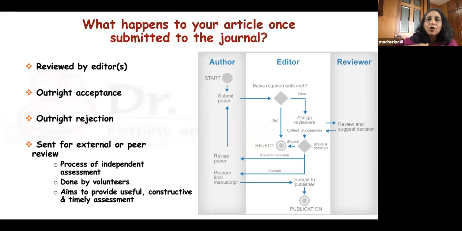So then coming to what happens to the article once you have submitted to the journal. Once you've submitted, the editor is going to see, and if it is out of scope, she is going to outrightly reject the article. Outright acceptance is usually not done by the editor, because if it is a peer-reviewed journal, it has to be sent to an external reviewer.